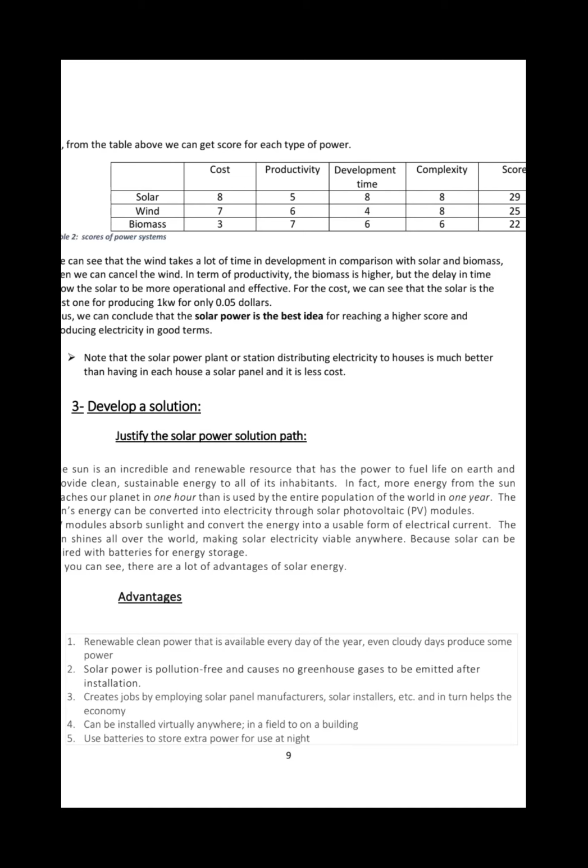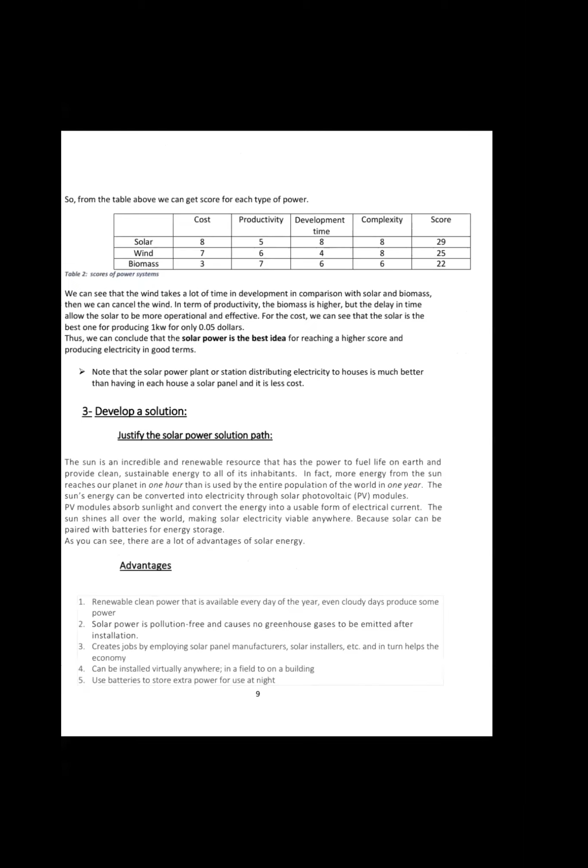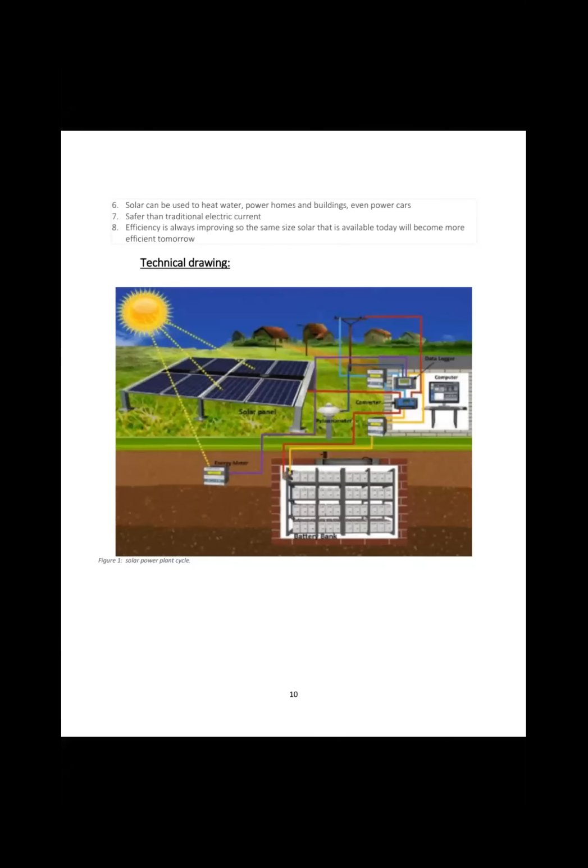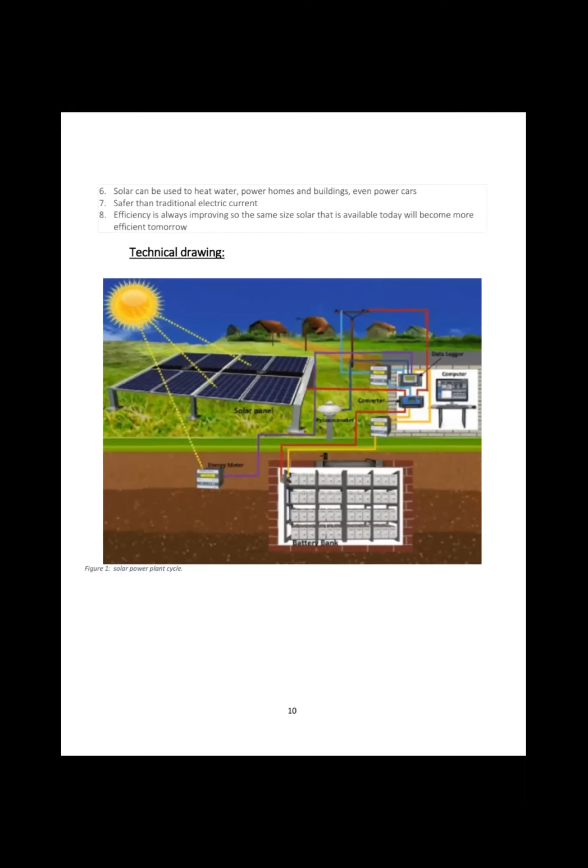It creates jobs by employing solar panel manufacturers and solar installers, and in turn helps the economy. It can be installed virtually anywhere, in a field or on a building. Use batteries to store extra power for use at night. Solar can be used to heat water, power homes and buildings, even power cars. It is safer than traditional electric current. Efficiency is always improving, so the same size solar panel available today will become more efficient tomorrow.